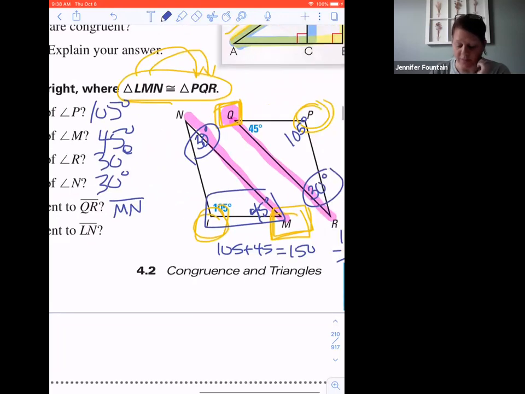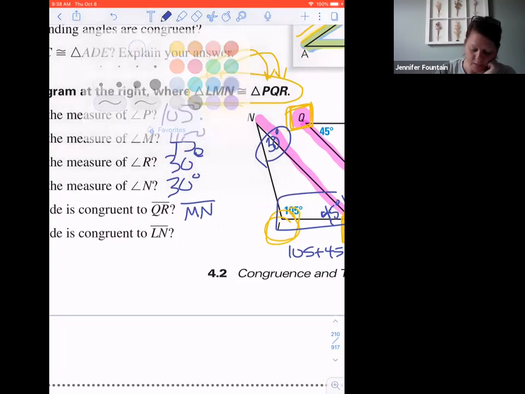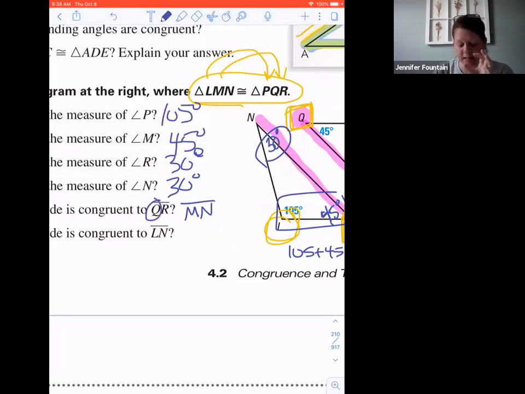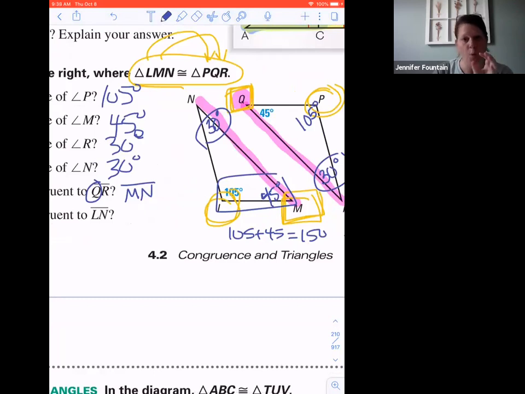So like with that one, they started with Q, okay? And so when I'm doing a congruent thing, I've got to start with what point or what angle is congruent with Q. That is M. So that's where I have to start naming it. That way I know that Q and M correspond and R and N correspond. They've got to be in the same order.